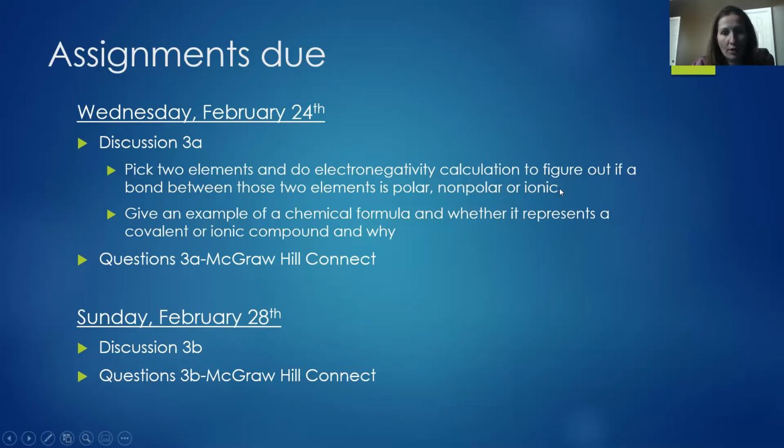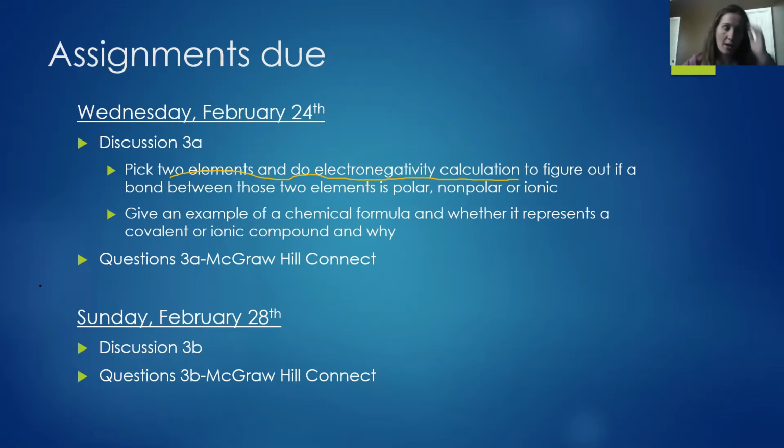So you have 2 parts, 2 threads. One of them is where you are picking 2 elements and doing the electronegativity calculation that was shown earlier in this video, where you use the electronegativity table, you subtract the electronegativities of the 2 elements that you chose, and then see what area it falls in. Is it nonpolar? Is it polar? Is it ionic?